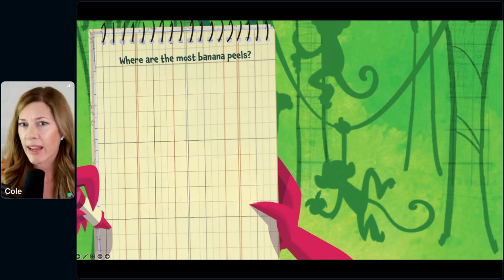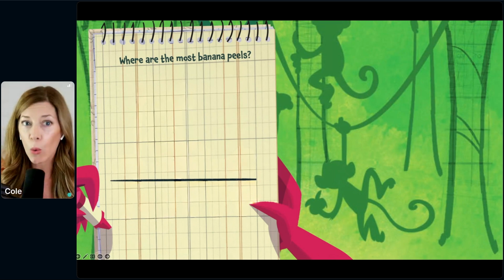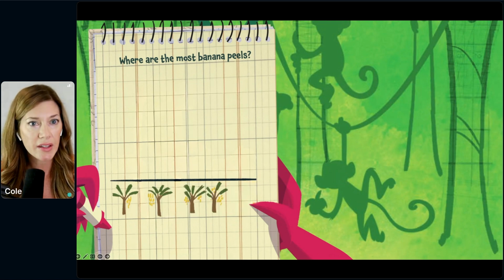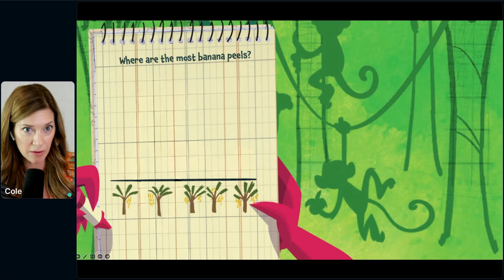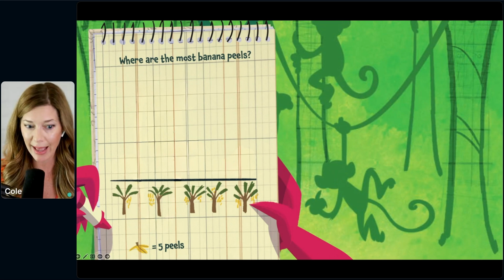The question I want to answer is, where are the most banana peels? I'll draw a line that's called the horizontal x-axis. There are 5 trees that have banana peels under them, so let's draw those next. Looking around, there are a lot of peels on the ground, so I'll make a key. 1 banana peel drawing stands for 5 actual banana peels.